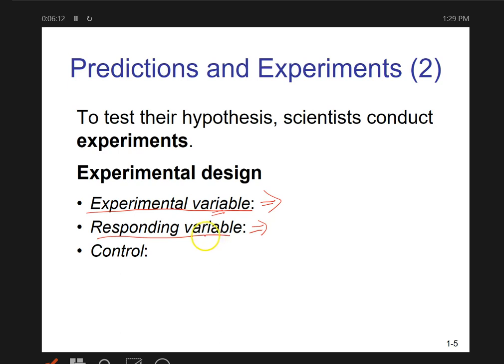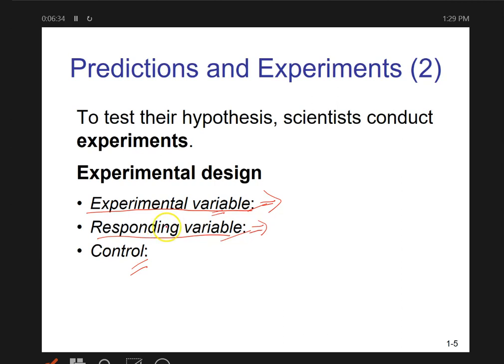So these are variables. Another example, well, if I change my shampoo, will my hair shine better? So what am I changing? My shampoo. And what is changing in response? Well, my hair quality, right? Control would be the placebo which is not exposed to the experimental variable.